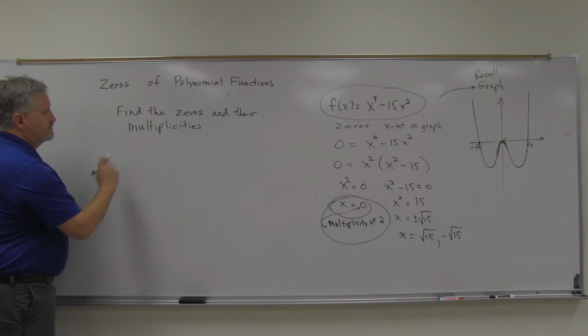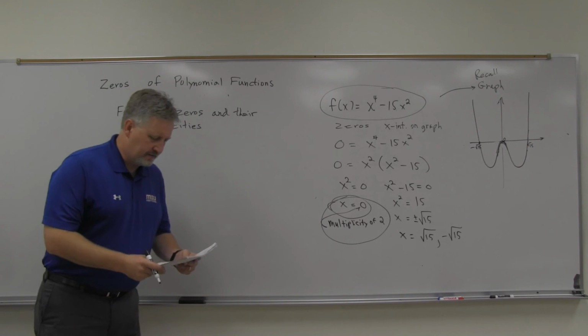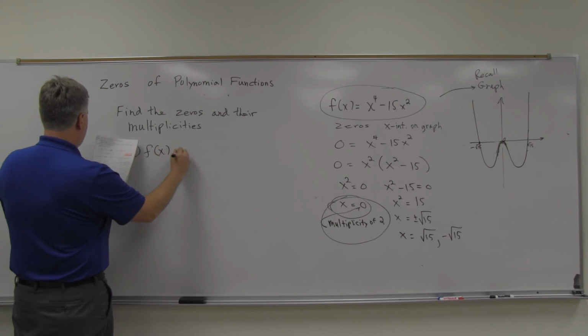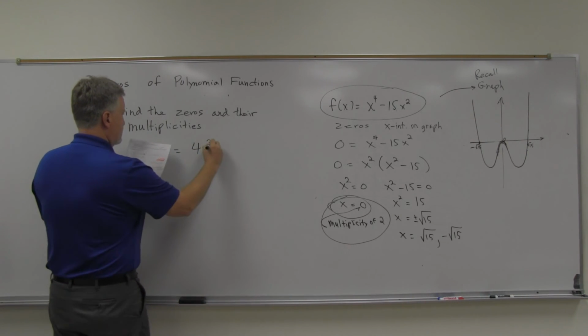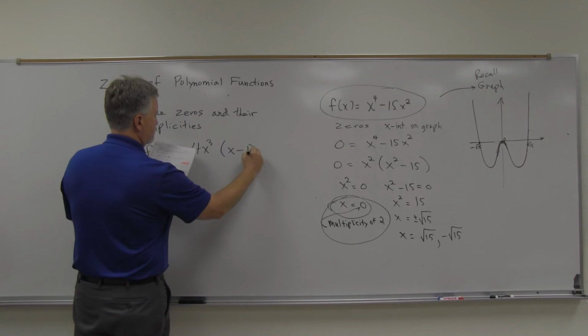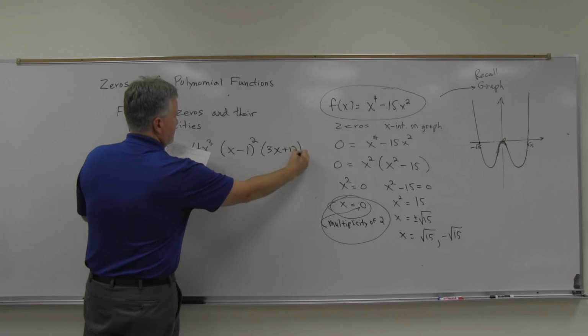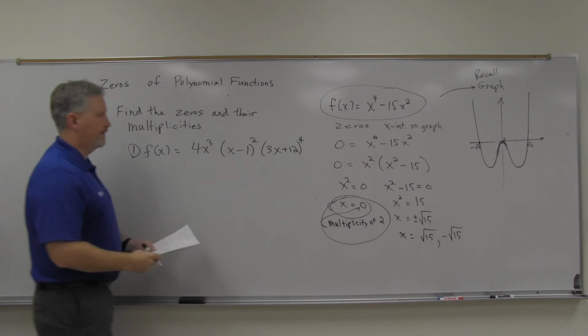Now, on back to this one. Find the zeros and their multiplicities. So this first one is f of x equals 4x cubed times x minus 1 squared times 3x plus 12 to the fourth power.